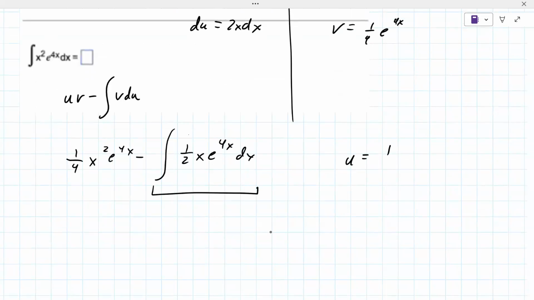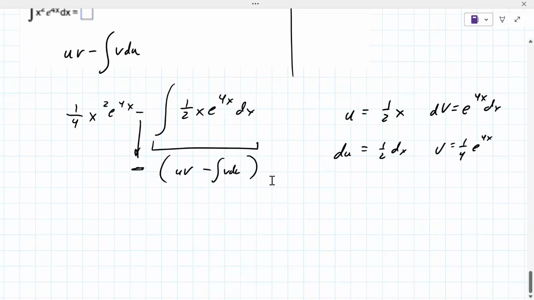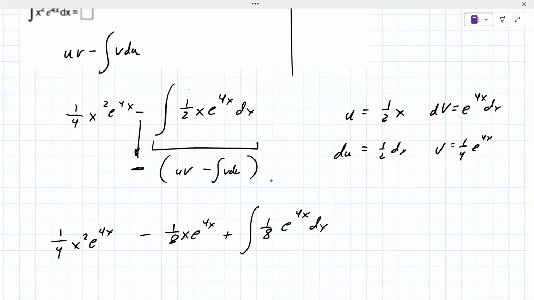So u is going to be 1/2 x. dv is going to be e to the 4x dx. So du is 1/2 dx. v is the 1/4 e to the 4x. And then it's again that uv minus integral v du, in parentheses this time because of that subtraction there that you bring down. It's okay if you're not fully following, but this is what it is. 1/8 x e to the 4x plus, this is minus plus, integral 1/8 e to the 4x dx. And then this comes down as well.